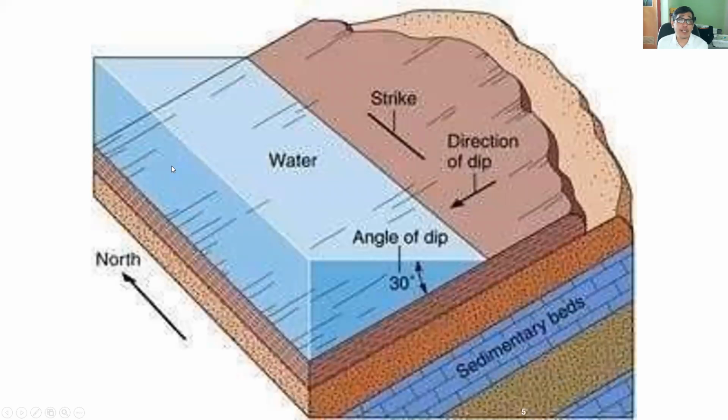This is usually seen, as you can see, the strike. This is the strike, which is along the east-west direction, and this is the direction of the dip, which is possibly going to the body of water. So this is the angle of the dip, or the natural inclination of the ground or the water. So that is called the dip.